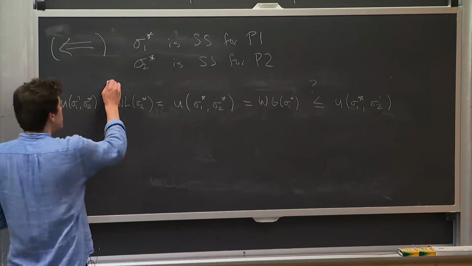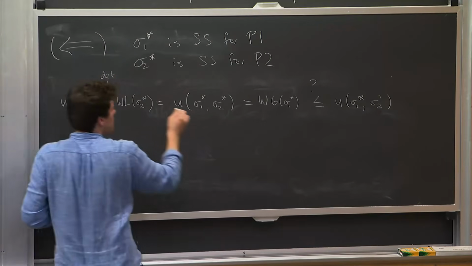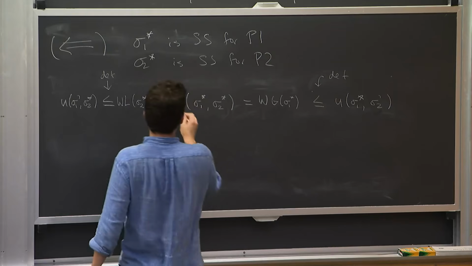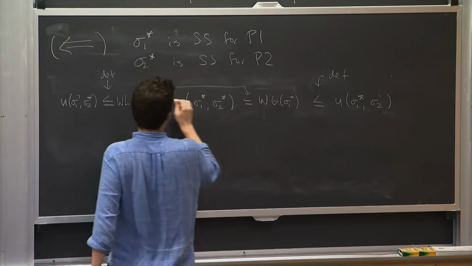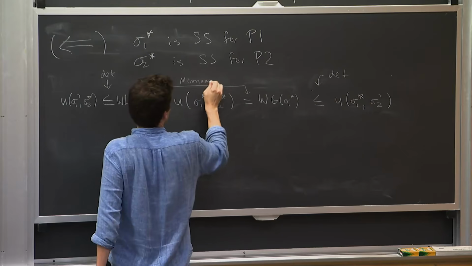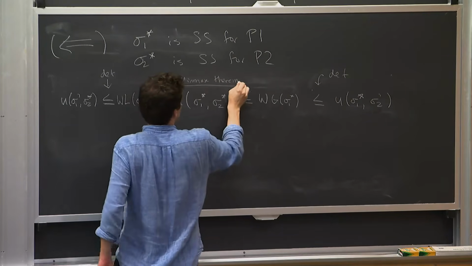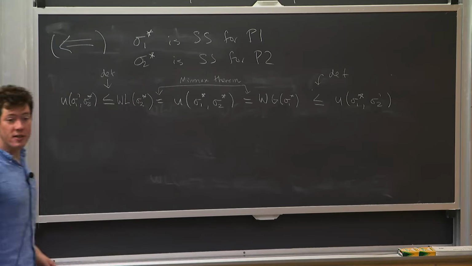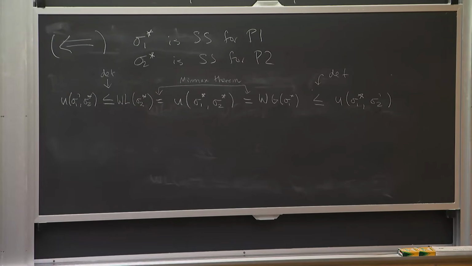So here I just used the definitions of worst case loss, and here I'm actually using the minimax theorem. Because in general, we only have inequalities here, but the minimax theorem says they have to be equalities. And now I claim that we're done. Now we just have to squint.